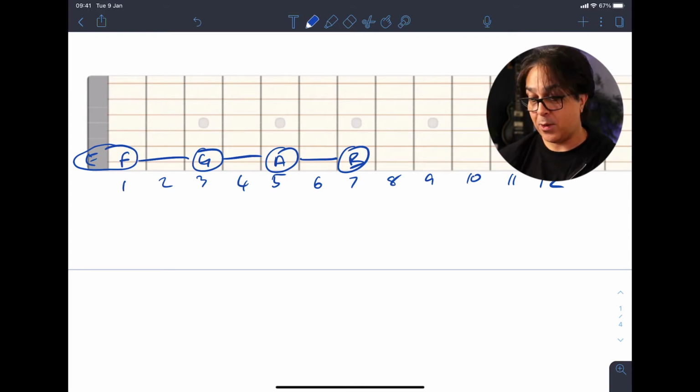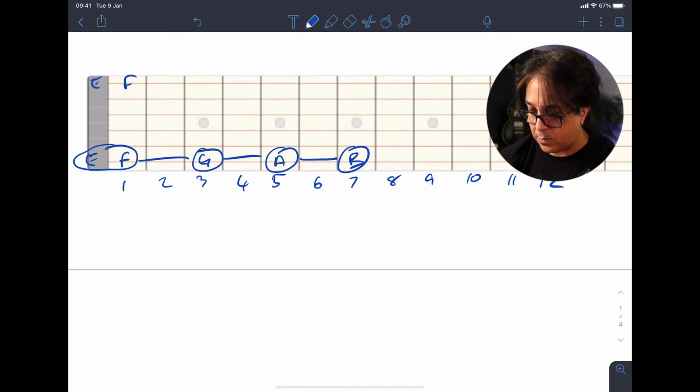Now, if you take a look at that on the low E string, it's quite easy to remember because it's an E to start with, F straight after it, and then G-A-B just falls on the dots, right? So dots 3, 5, and 7, positions 3, 5, and 7 on the fretboard. And of course, exactly the same on the high E string.